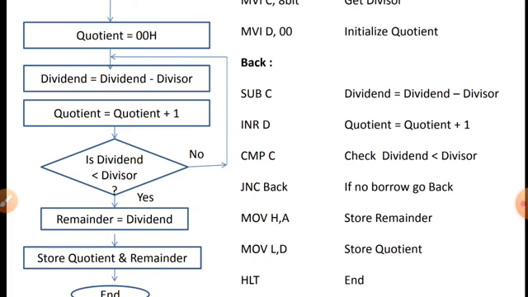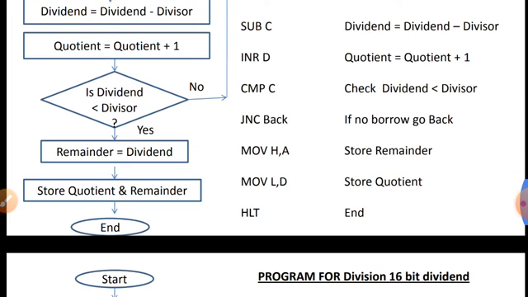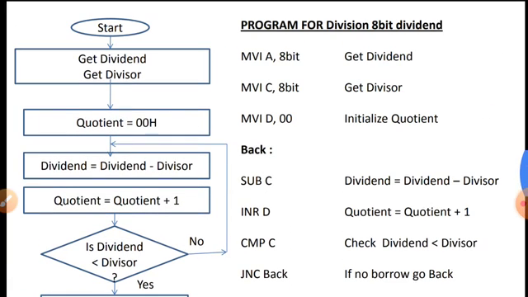Since we have divided 3 times, the quotient will become 3 and the remainder will become 1, and by that way we are going to store the quotient and the remainder at a certain place, and that will solve our purpose of getting the division of two 8-bit numbers. So let us go to the program.